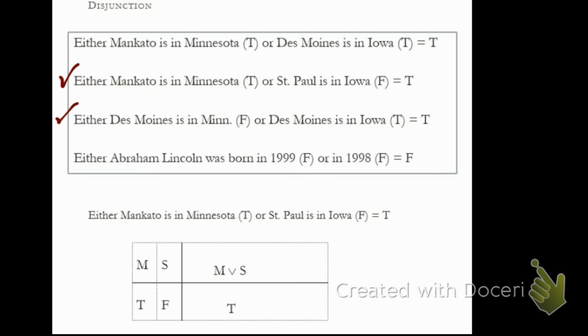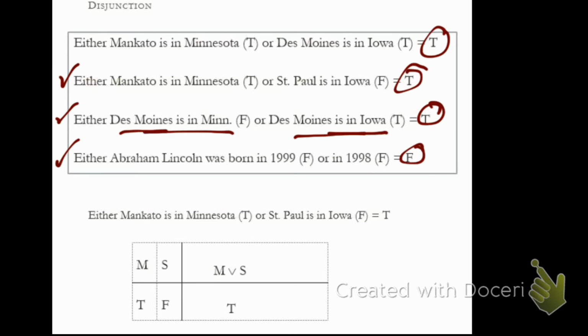Or suppose they said either Des Moines is in Minnesota or Des Moines is in Iowa. There they got the first part wrong, but they got the second part right. And the or claim is just saying it's either one or the other or both. And since it's not this one, but it is the other, the whole thing is true. And suppose someone said either Abraham Lincoln was born in 1999 or in 1998. You would say that claim is false. Why? Because it's neither one nor the other. Both parts are false. So this gives us the cases in which an inclusive or claim is true or false.